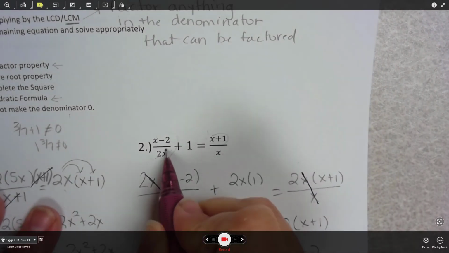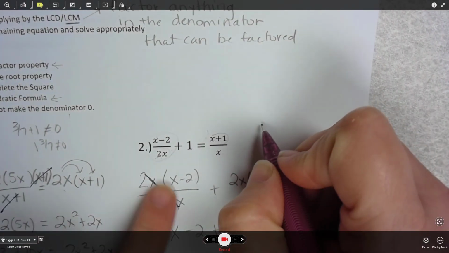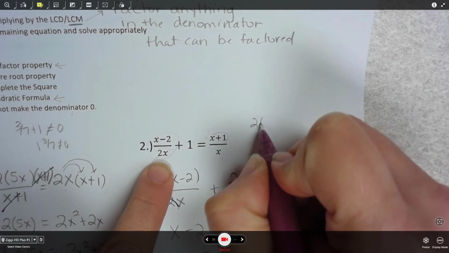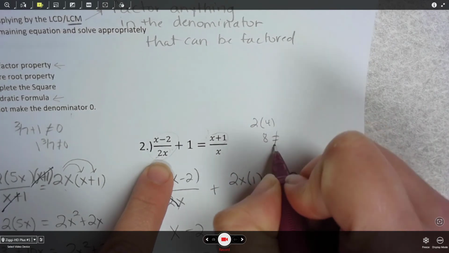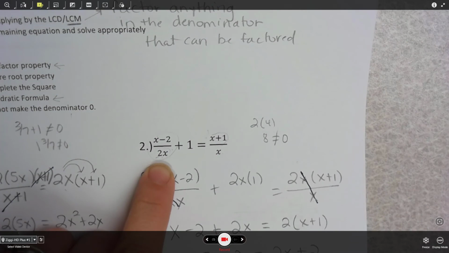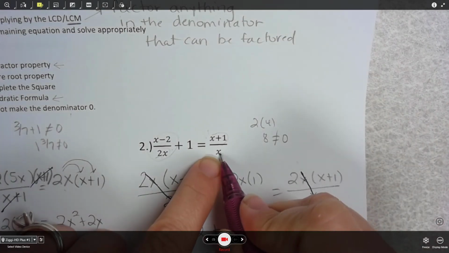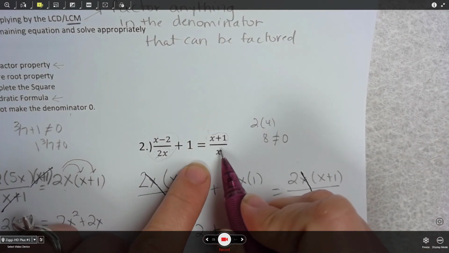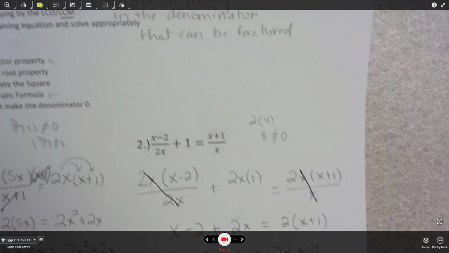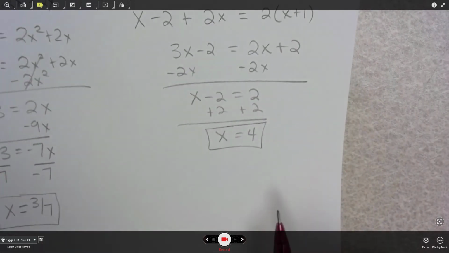So if I come up here and I fill in my 4 in place of x, 2 times 4 is 8. That is not 0, so it works good there. And if I put a 4 here, that would just make it be a 4, which is not a 0. So that tells me that my solution of 4 is good.